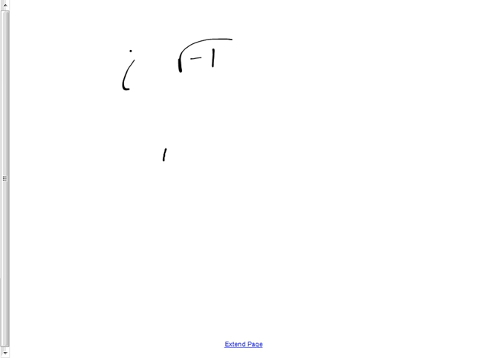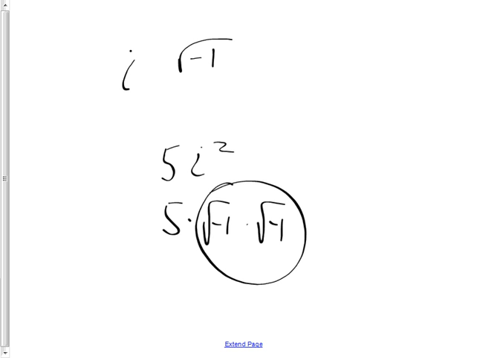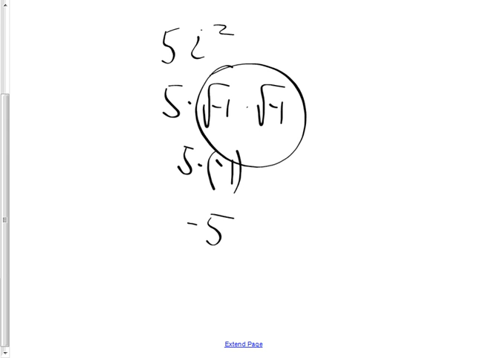They might say, what is 5i squared? And then you'd have to go, okay, i squared means i times i, right? And that means 5 times i times i. Would you agree with that so far? And what is i equal to? Square root of negative 1. So that's really 5 times the square root of negative 1 times the square root of negative 1. Then, if I take the square root of negative 1 times the square root of negative 1, that's equal to negative 1. And that makes the answer negative 5.